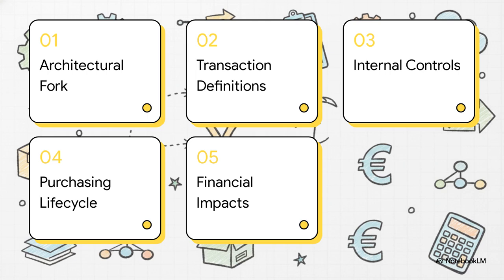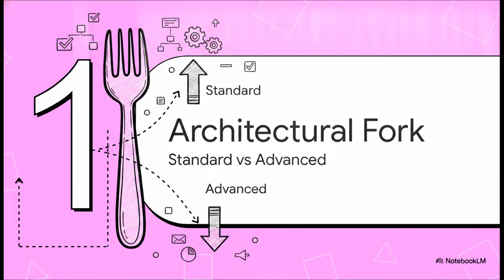So here is our blueprint for today's explainer. First, the global architectural fork. Second, building transaction definitions. Third, enforcing internal controls. Fourth, the purchasing lifecycle. And finally, number 5, downstream financial impacts. Let's get to it. Part 1, the global architectural fork.